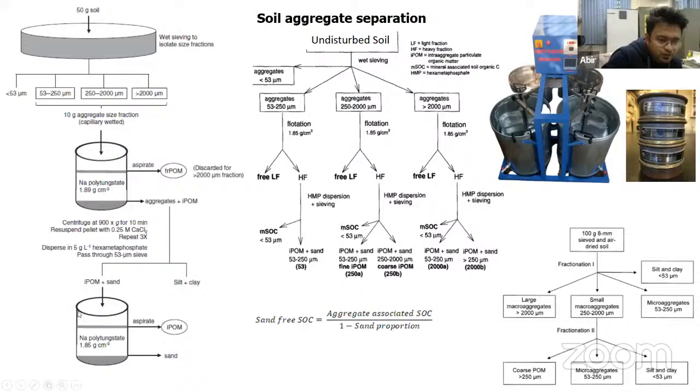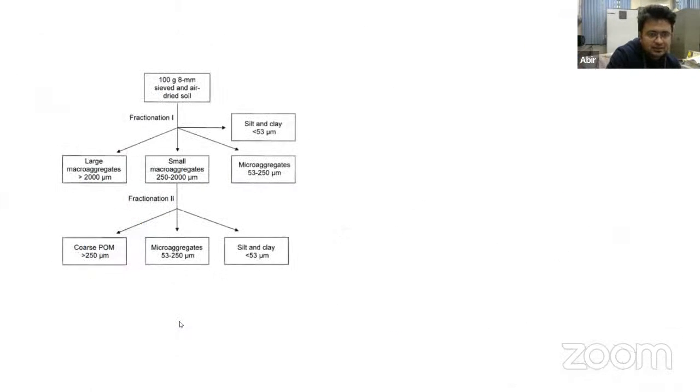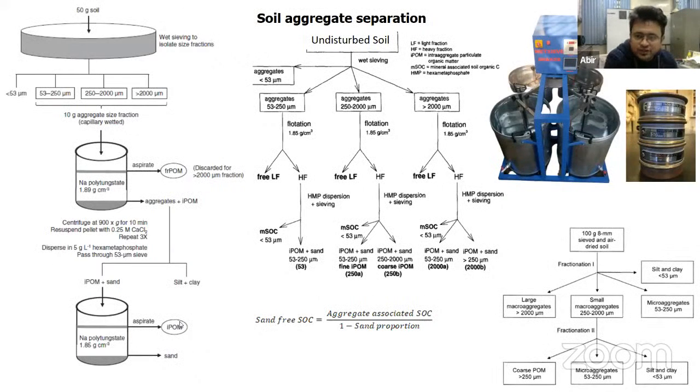So this portion we need to report for each aggregate size fraction. That is not free organic matter, and it is not associated with sand particles. This is the amount of aggregate-associated, or aggregate-protected, soil organic matter that we generally report. Okay, so that is the thing I wanted to share with you.